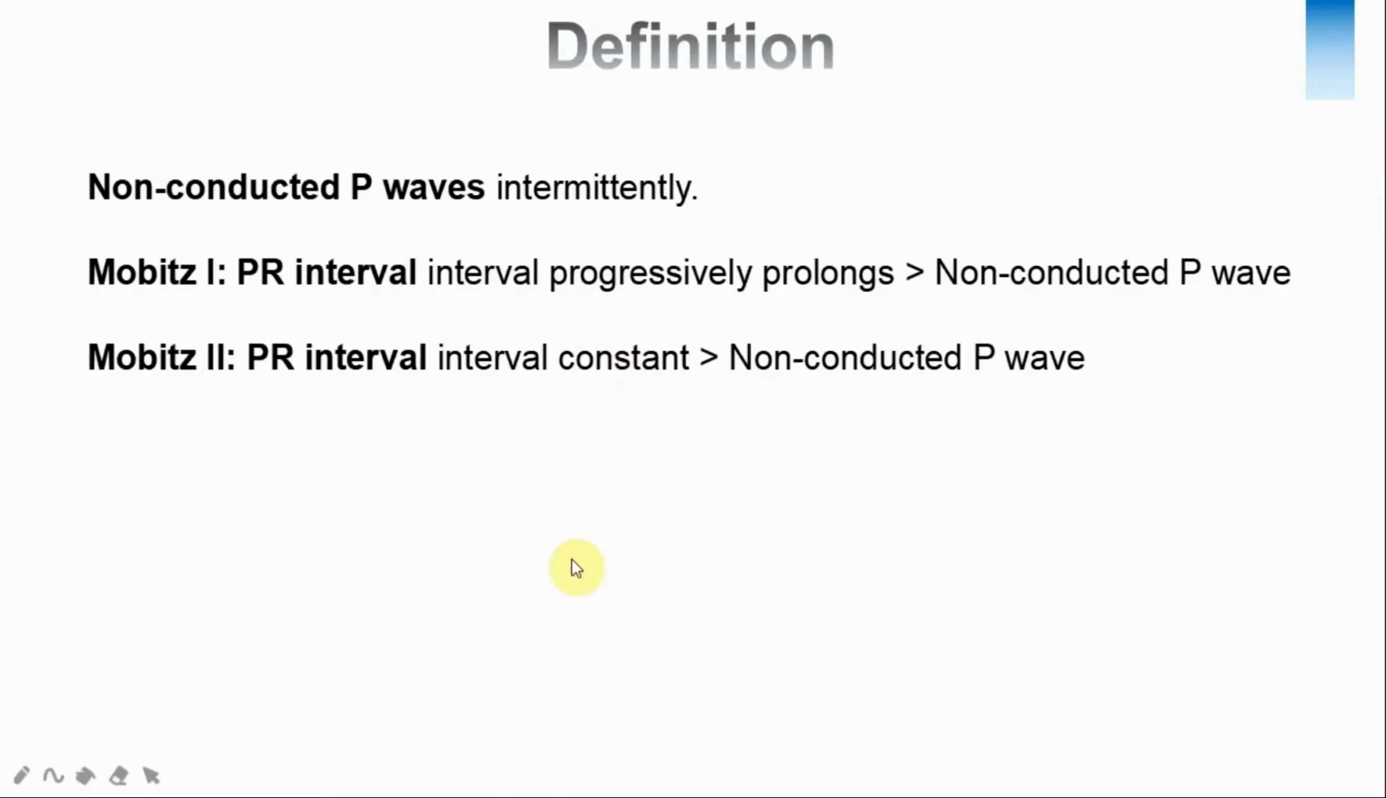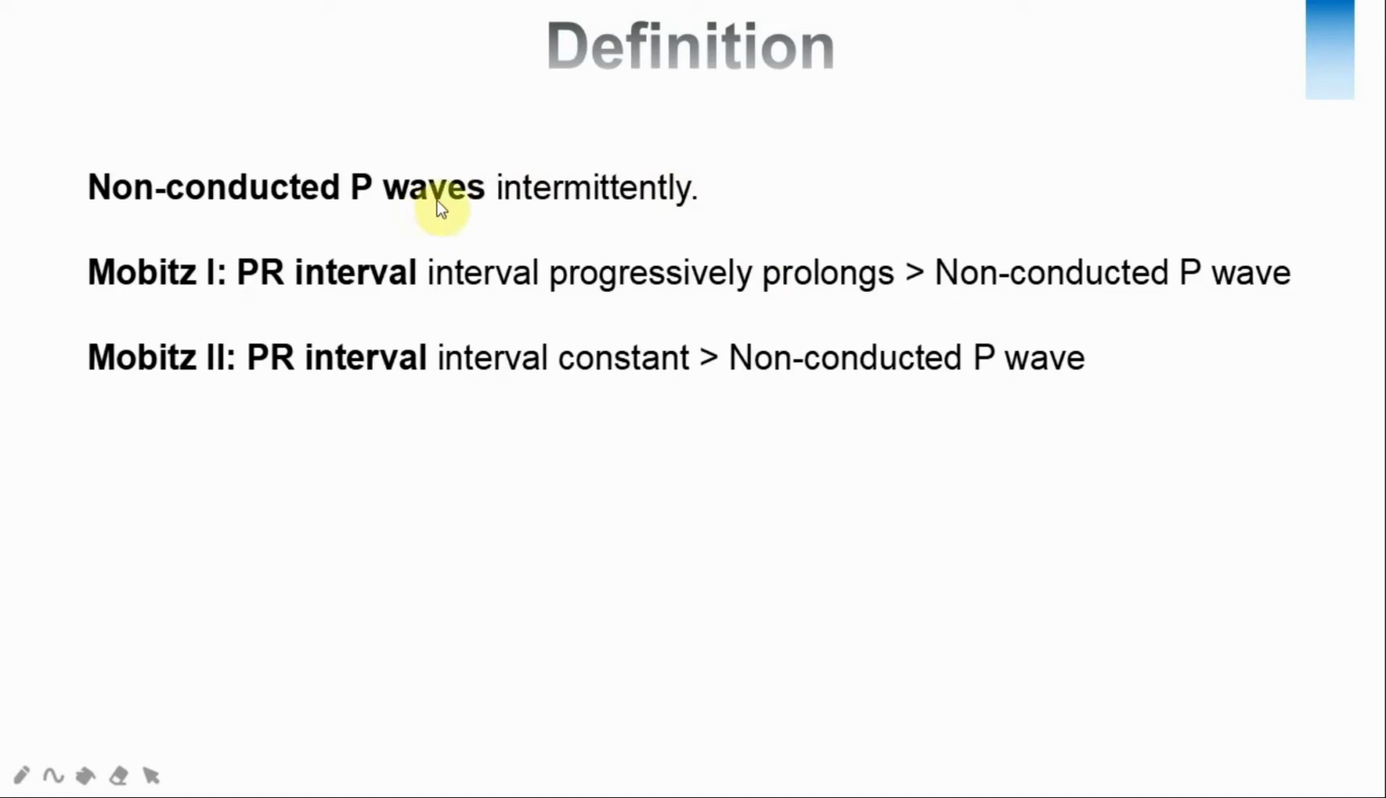Right, so what is a second degree heart block? So the main thing with the second degree heart block is the non-conducted P waves. So you will see that in the ECG that I have just shown you, that there is a P wave followed by QRS complex, P wave followed by QRS complex, and suddenly there is a P wave which is not followed by QRS complex.